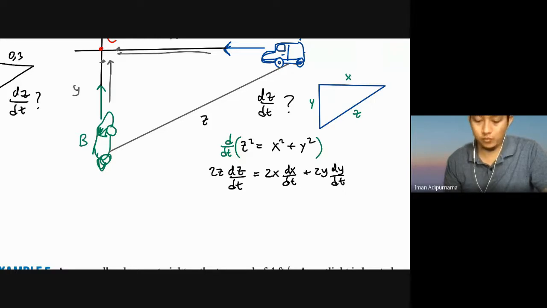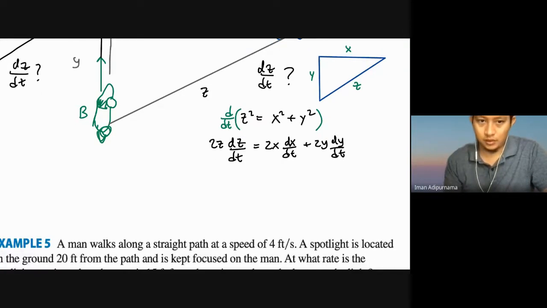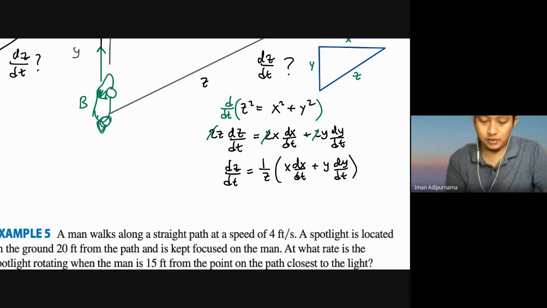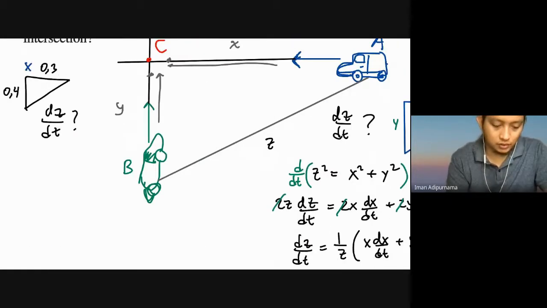Okay, we got that. So dz/dt, I will cancel all the 2s here. This will be 1 over z times x dx/dt plus y dy/dt. Okay, that's our formula now. So this is x equal 3, this is y, and then z will be 0.5 by Pythagorean.